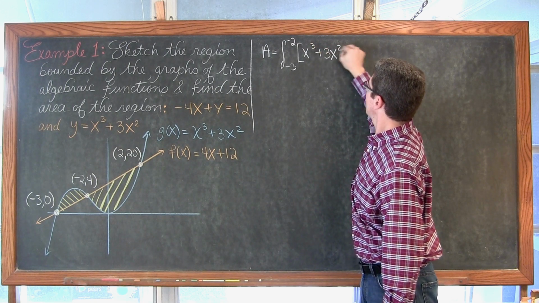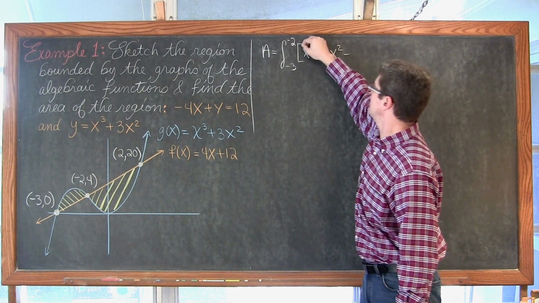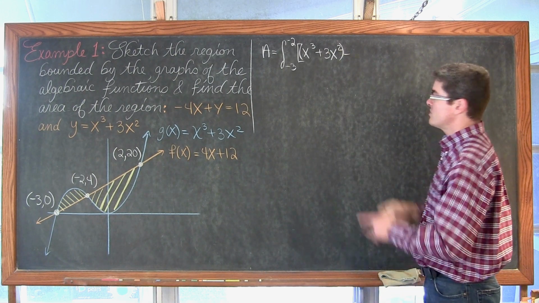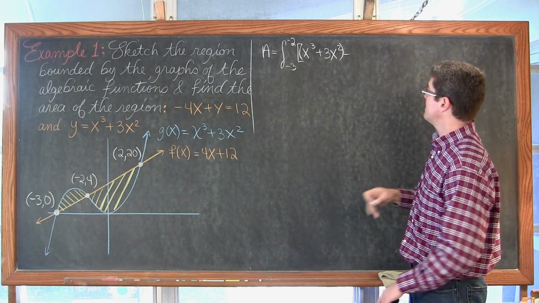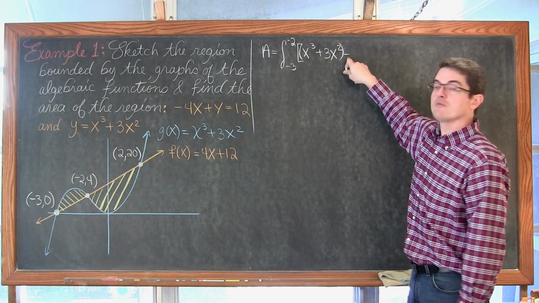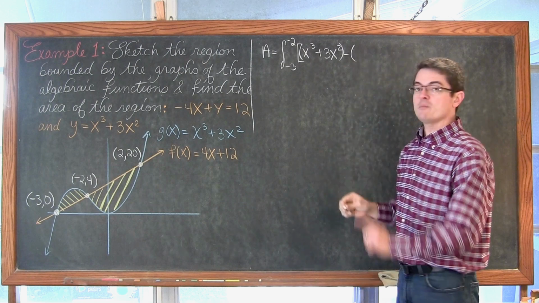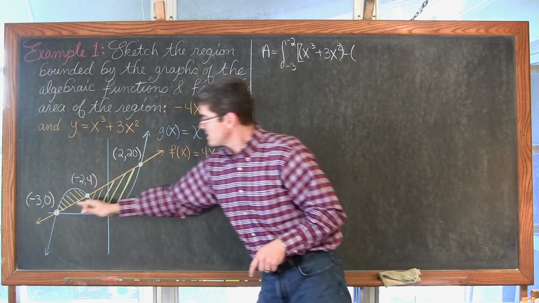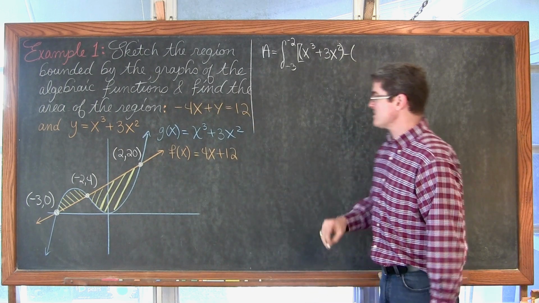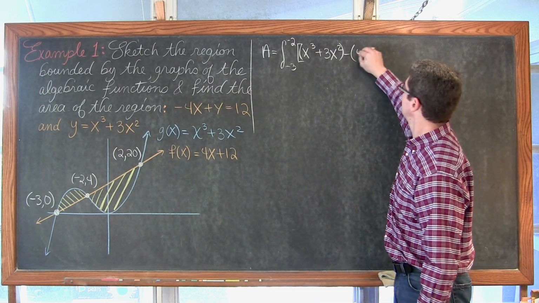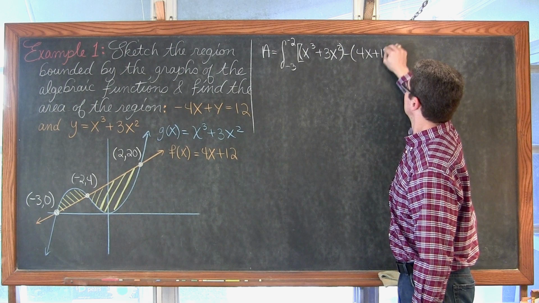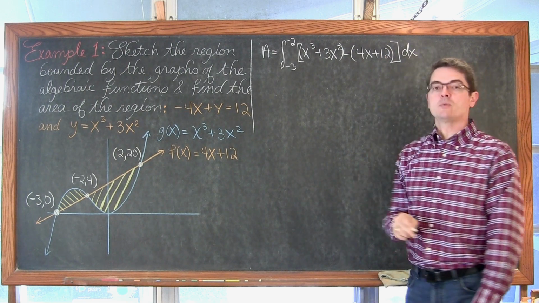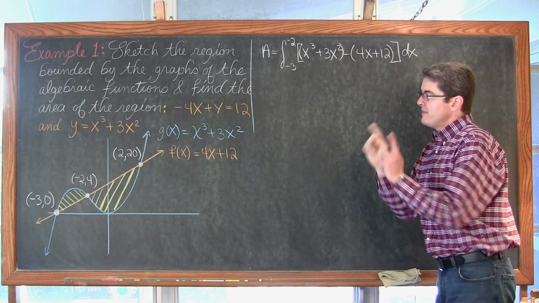plus 3x squared minus, and if you want to wrap that entire polynomial or function up just to emphasize that substitution, that's a good idea, but it's not going to do much except for this minus sign here. If we don't distribute that through the second function, we're going to have sign errors and get the wrong answer. In this first area, the lower function is f of x, so we have 4x plus 12. And of course, we're integrating with respect to x. Don't forget that dx. That's the first area.